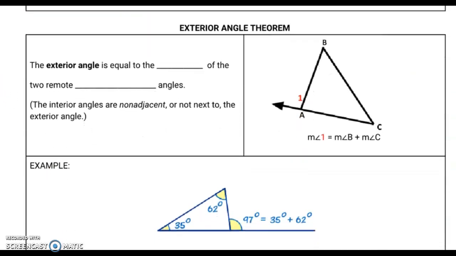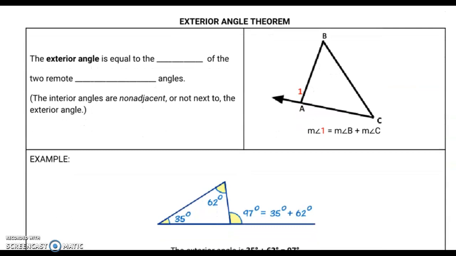The lesson today is about the exterior angle theorem, not the interior angle theorem. So the exterior angle theorem in any triangle says that any exterior angle is going to be equal to, when you take the other two interior angles, the remote interior angles, we call them because they're far away from that exterior angle, and we sum them together, we add them together.